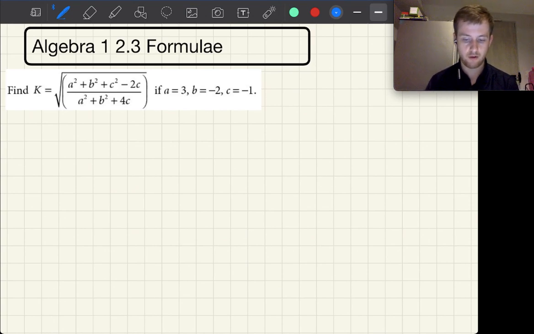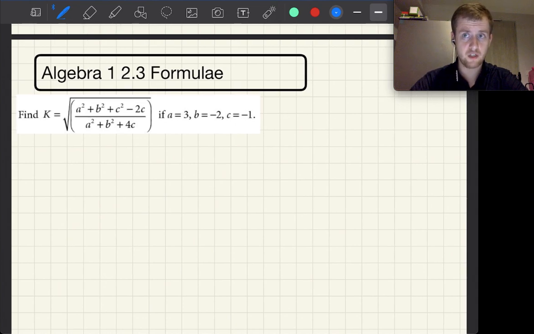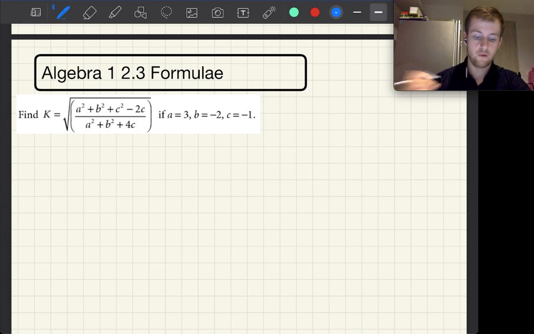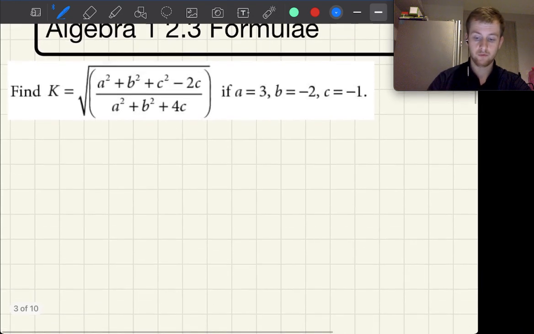Let's see what we have here. I found this kind of a difficult, not really, but it looks scary exercise from the book, and let's try to figure it out together. So again, this topic is a formula, and here we are basically just substituting the values into the formula and trying to find out what k is in this example.